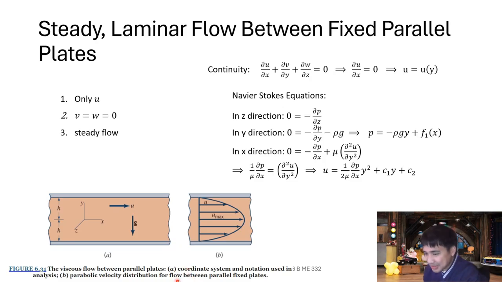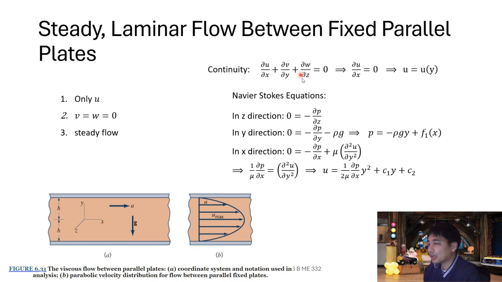All right, B is the parabolic velocity distribution of these two fixed parallel plates. Here are some of our assumptions. We only have u going in the x direction. We can assume v and w are equal to 0, and we have steady flow, which is kind of similar to laminar flow, or ideal flow.